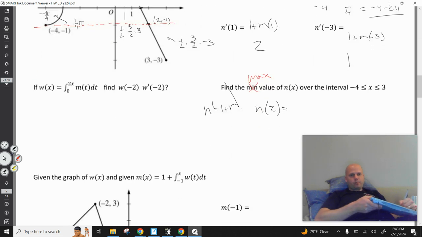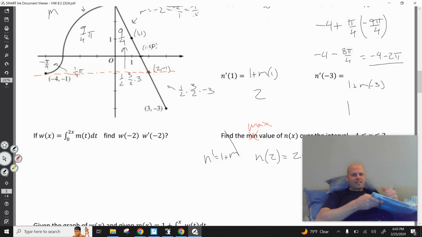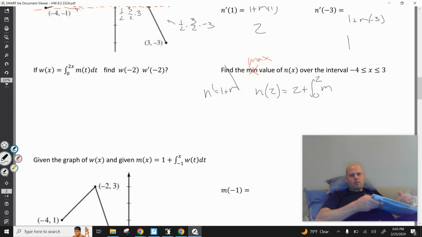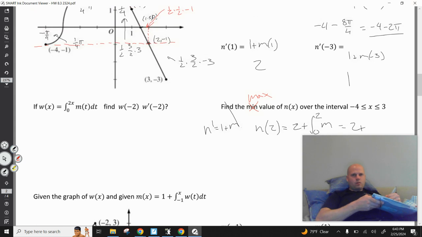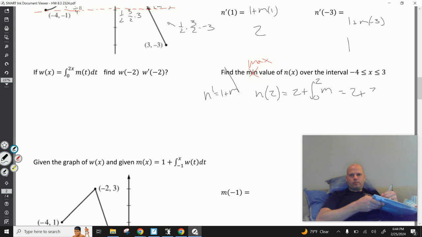Two plus, well, also 2 plus the integral from 0 to 2 of m. Yeah, this is so tricky. This area right here is a half by a half by negative 1. It's negative a quarter. Nine fourths minus a fourth, which is 8 fourths, which is 2. That's going to be your max. Why? Because n prime is positive from negative 4 to 2, and then n prime is negative from 2 to 3.